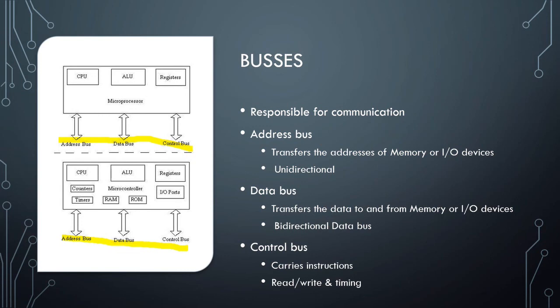So we have three different main kinds of buses. The first is the address bus, and it's what's transferring the addresses of the memory, the registers, or the input and output devices. Each register or input output, anything connected to the system, has an address, and these addresses are essentially stored separately and communicated back and forth by the address buses.